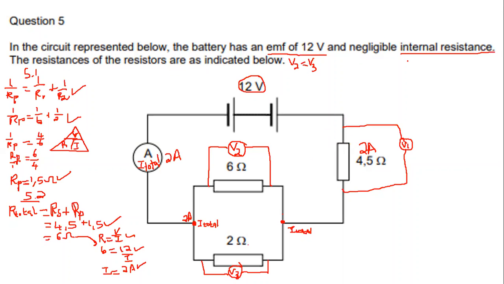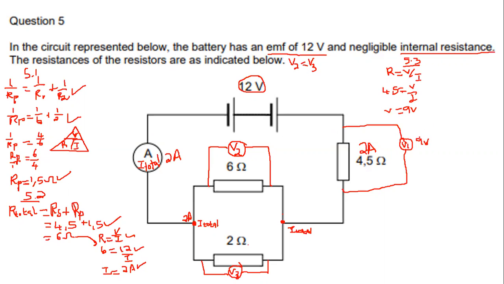So for 5.3, it will begin here, where we say R is equal to V over I. Then the resistance at this point is 4,5. The voltage at this point is what I'm looking for, divided by the current, which is 2 amperes. If I want V, I must take R and multiply by I. So I must take the 4,5 and multiply it by 2, and then this one will give me 9 volts. So I definitely know that I'm using 9 volts.